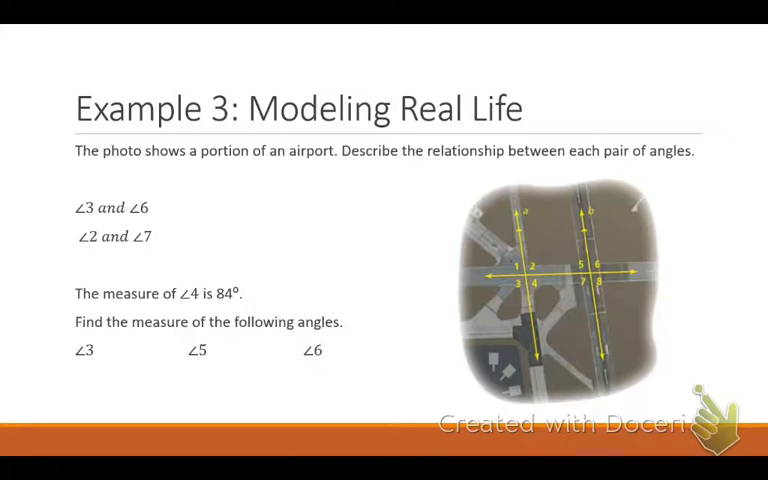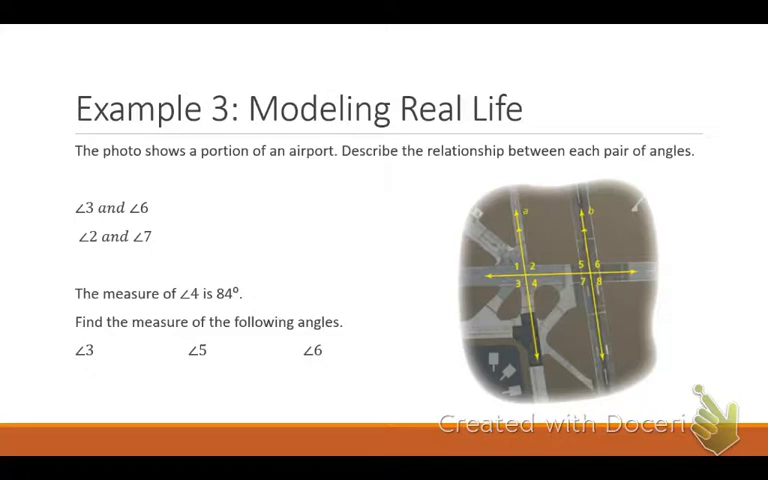Like here, I have some airport intersections. The photo shows a portion of an airport. You think you have to know angles when you're flying planes? You better believe it. Okay? Describe the relationship between these pairs of angles.